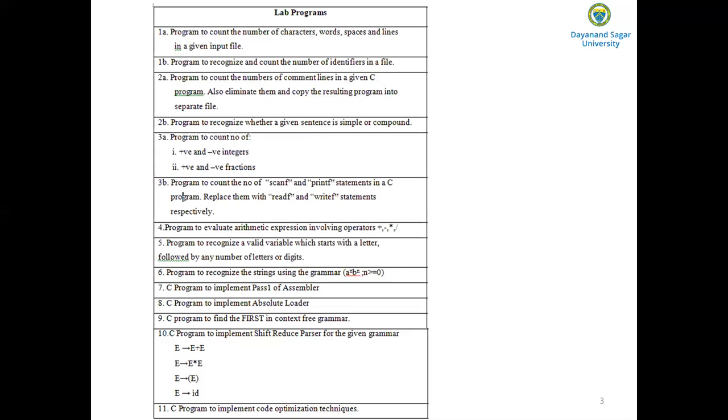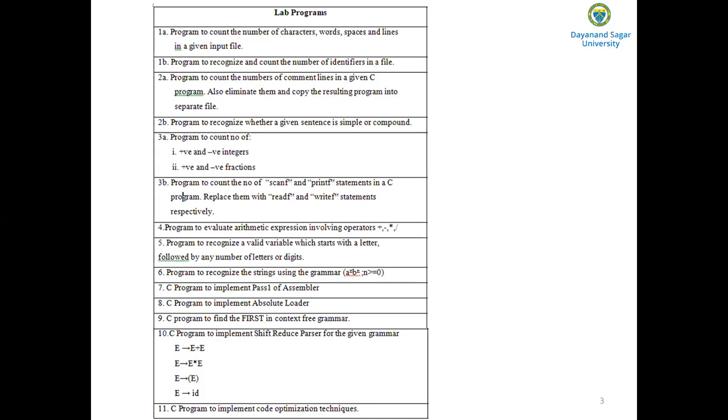And the next program, number 7, is an implementation of the 2-pass assembler. So here we'll implement only pass 1 of the assembler. And in program number 8, we'll implement the absolute loader. And program numbers 9 and 10 are with respect to implementation of parsers. One such parser we will implement is the shift reduce parser.